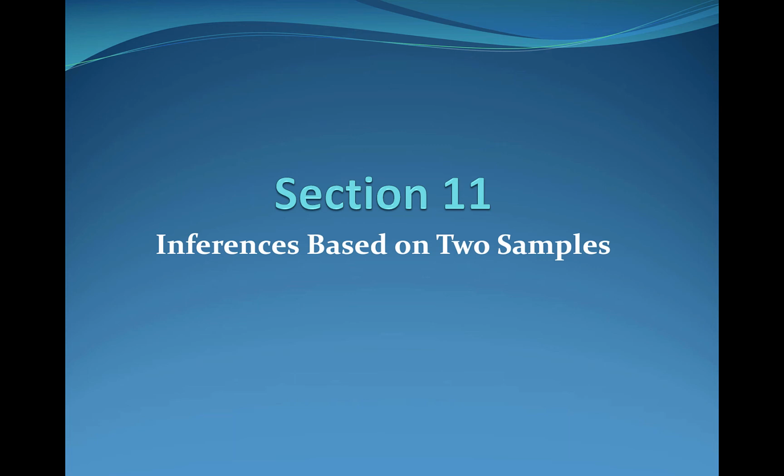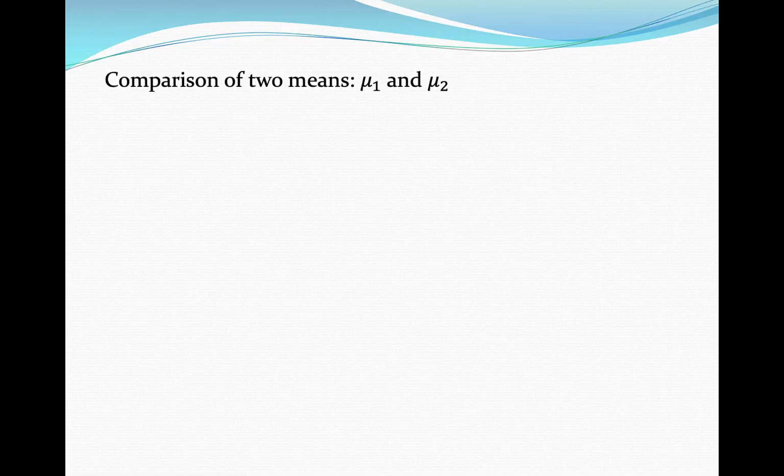Today we're going to talk about inferences based on two samples. So essentially, we're still dealing with the idea of hypothesis tests and confidence intervals, but now we're going to compare two groups. We will focus on the mean. Basically, in all of our comparisons, what we will be comparing is two means, mu1 and mu2.